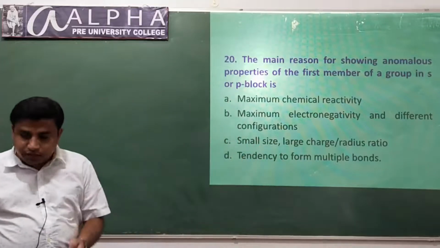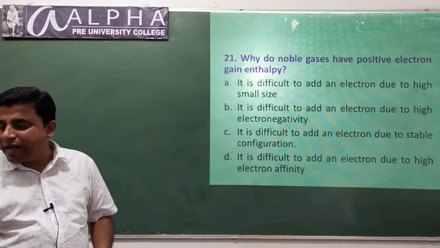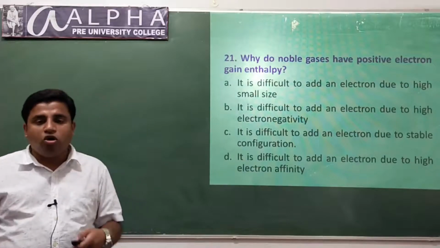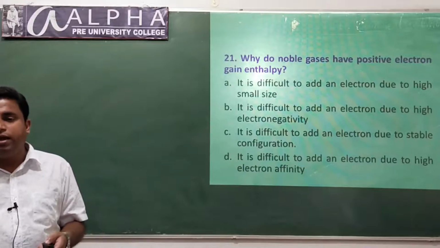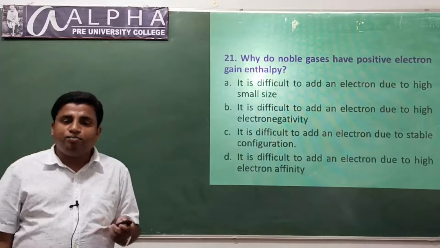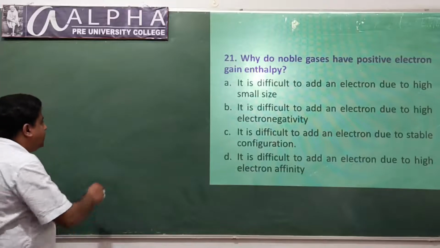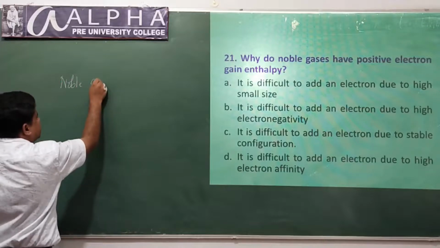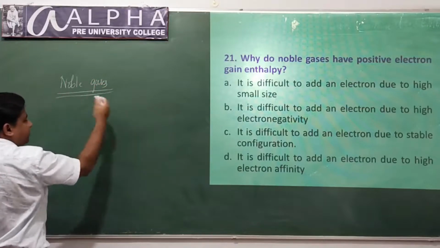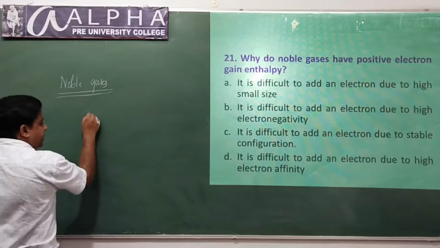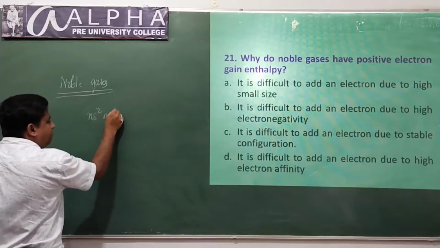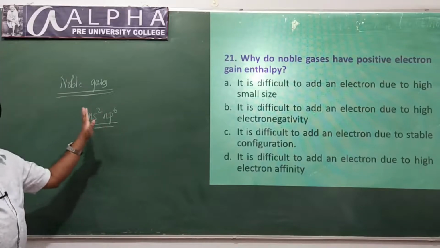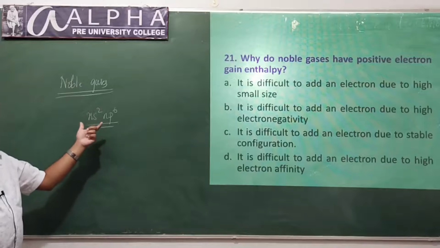Okay, the next question says, why do noble gases have positive electron gain enthalpy? I have already discussed electron gain enthalpy and why noble gases have positive electron gain enthalpy. Noble gases already have a stable electronic configuration like ns2 np6. They have completed their octet structure, a stable configuration.